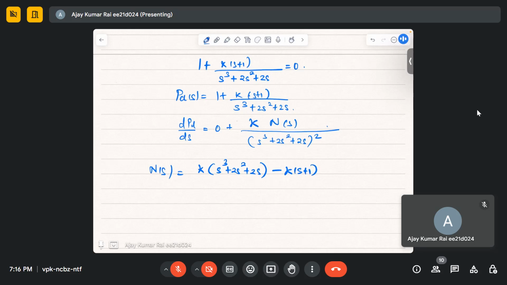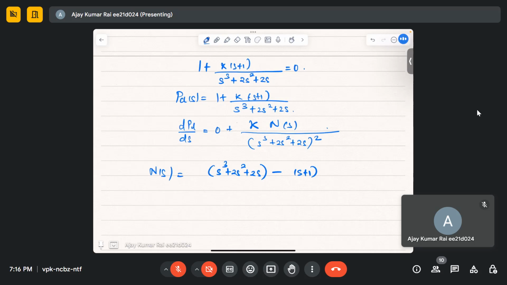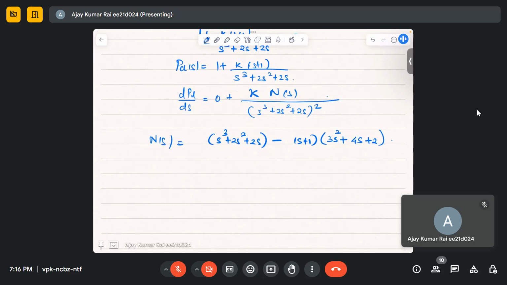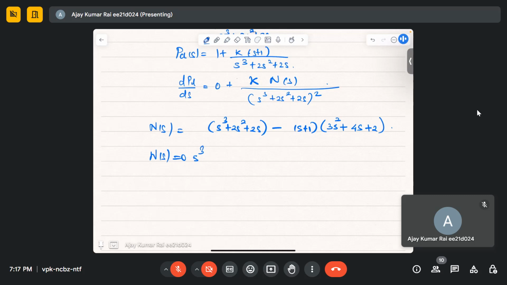And also you can remove K from here. Let me write N(s) as the numerator, K into N(s), so I'll not have K here. Basically I'll have s cube plus 2s square plus 2s minus (s plus 1), and differentiate. If you differentiate the denominator, what you'll get is 3s square plus 4s plus 2. Okay, and if you put N(s) equal to 0, let me first find out how many roots it has. It will be s cube plus 2s square plus 2s minus, so it will be degree 3.